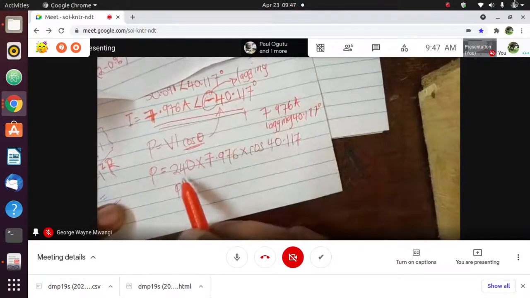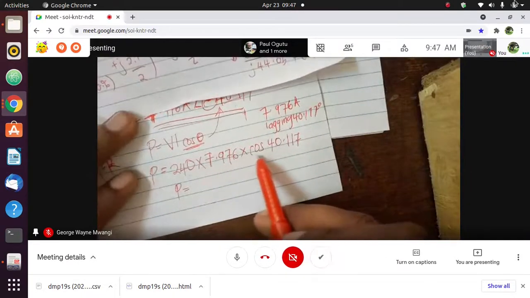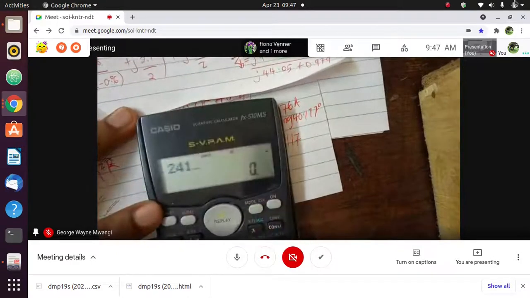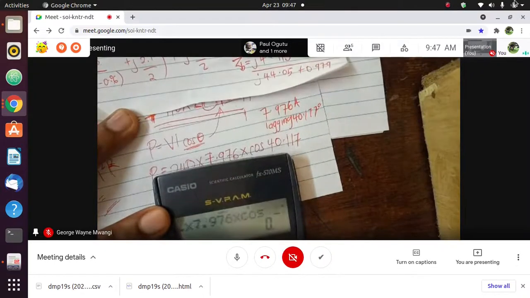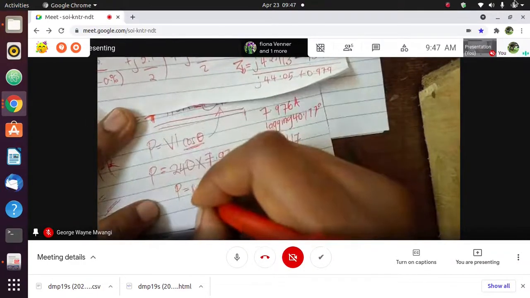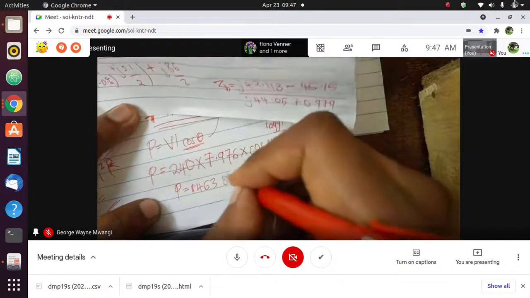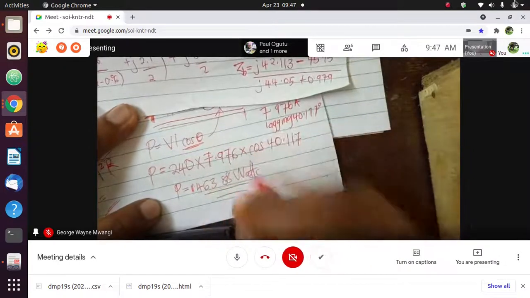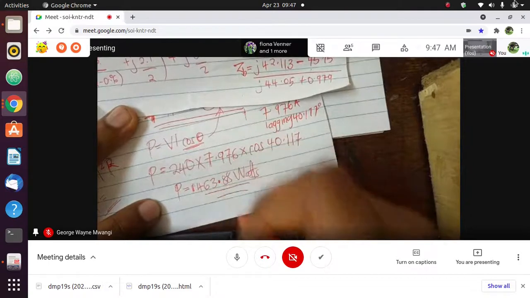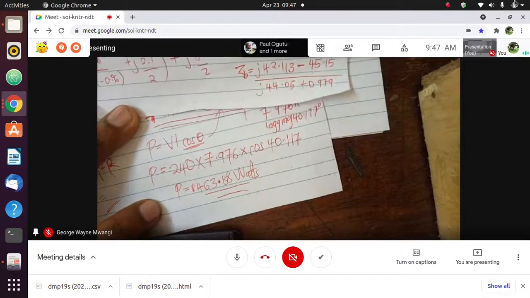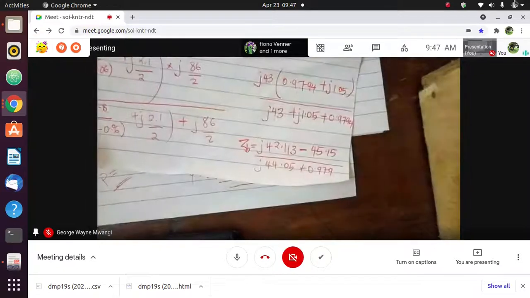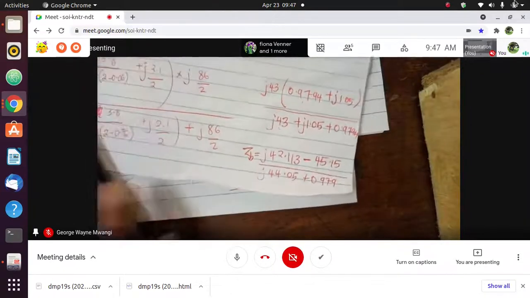So our power will therefore be 240 times 7.976 times cos of 40.117. You'll get that the supply power, or the input power into the motor, is 1463.88 watts. That is the power that is required to move our motor. 1463.88 watts. Now I would say that is a very simple calculation of a single phase induction motor.